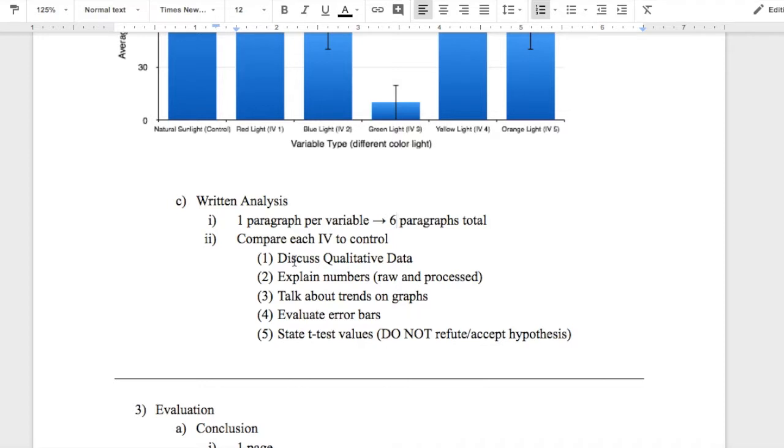Good things to do in this section is to discuss qualitative data, explain the numbers, both raw and processed. Talk about the trends on the graphs and what they show. Evaluate the error bars and how they may impact your data. And you should also state the t-test values, but do not draw conclusions in the written analysis. Do not refute or accept hypotheses yet.